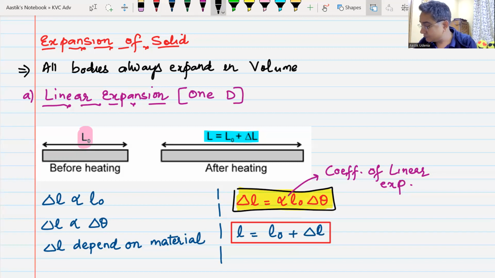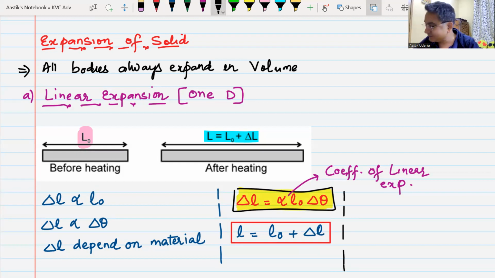Now here we have assumed that alpha remains constant with temperature and alpha remains constant with length. But that may not be the case always. So we can write the differential form of the equation as well, and that is very good to write.